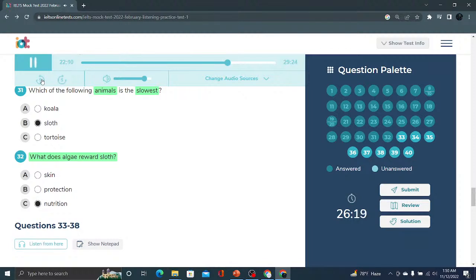The sloth hosts the algae, and the algae return the favor by providing nutrition that the sloth either ingests by licking its fur or absorbs through the skin.